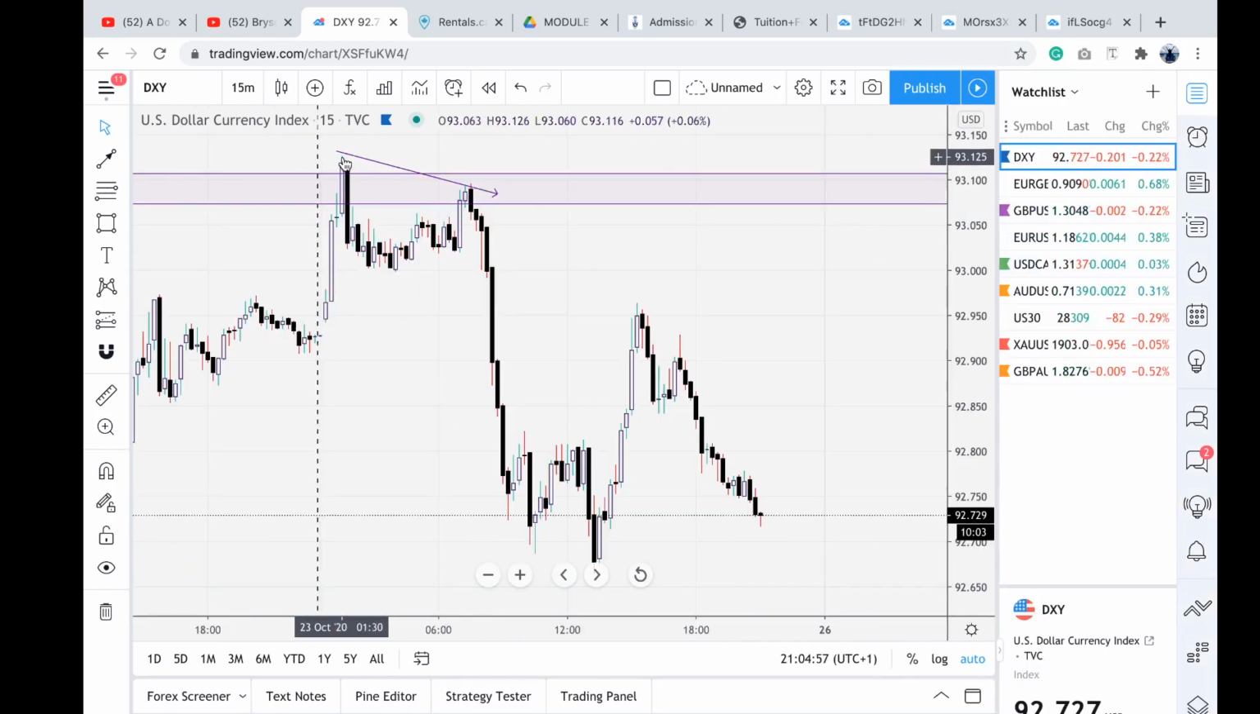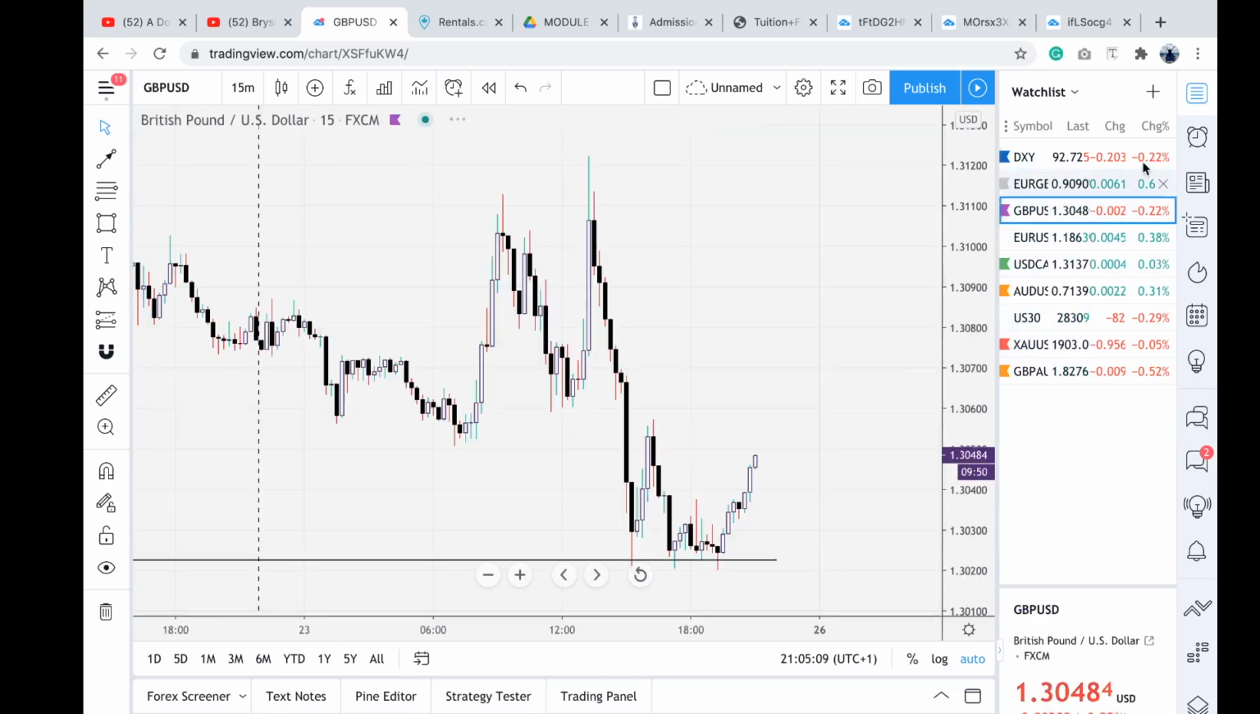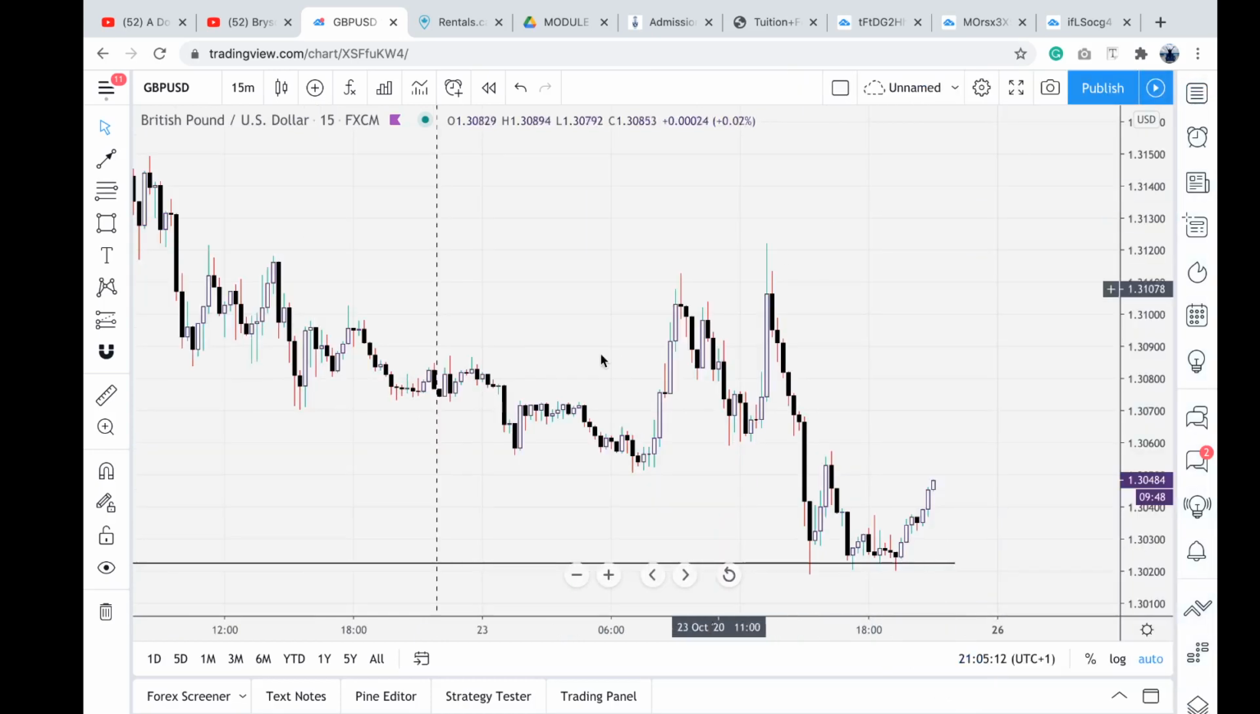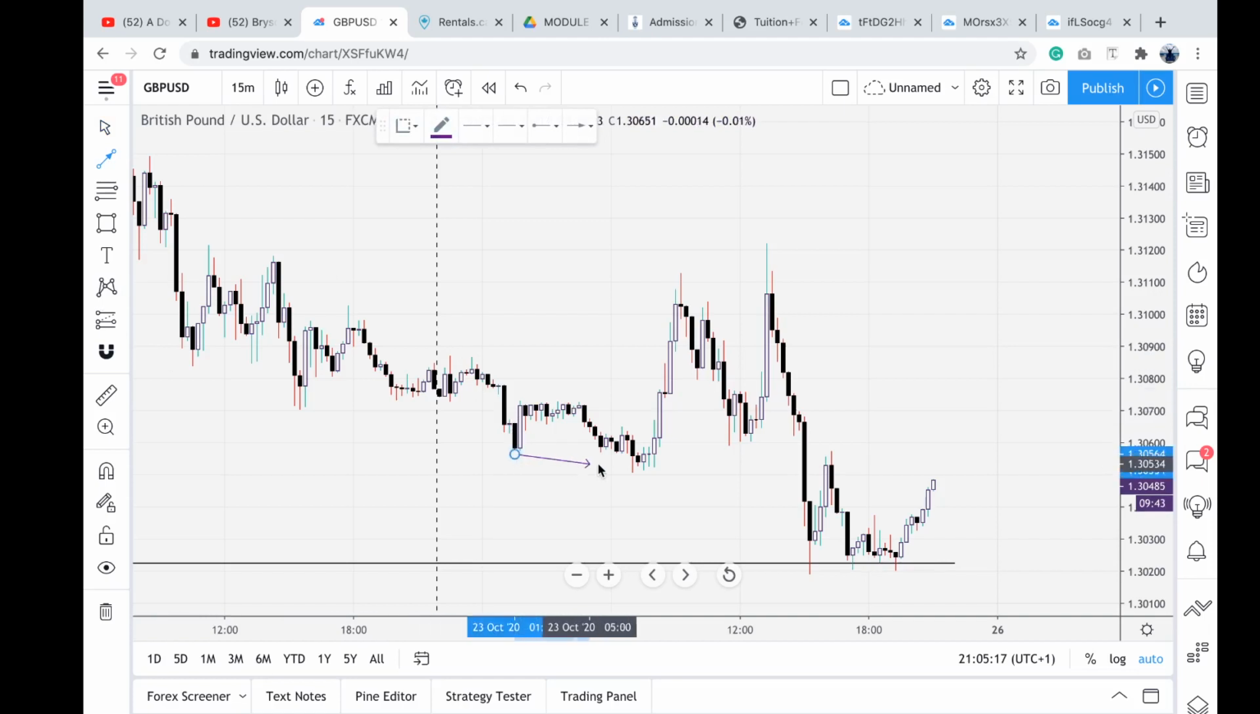So between 1:30 GMT AM to 7:30 GMT AM, the DXY is making lower highs. And let's go look at what British pound US dollar was doing between 1:30 to 7:30. So whilst the DXY is making lower highs, British pound US dollar is making lower lows. So remember, the DXY is the benchmark, and British pound US dollar is on the line.